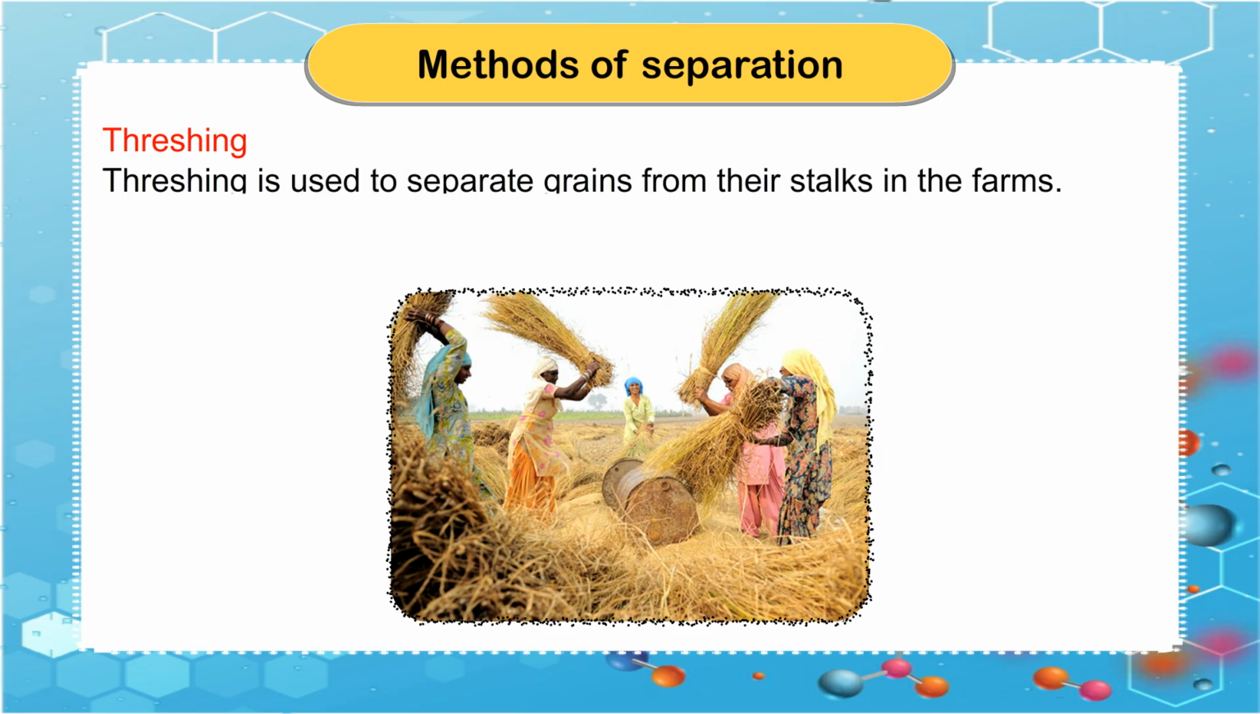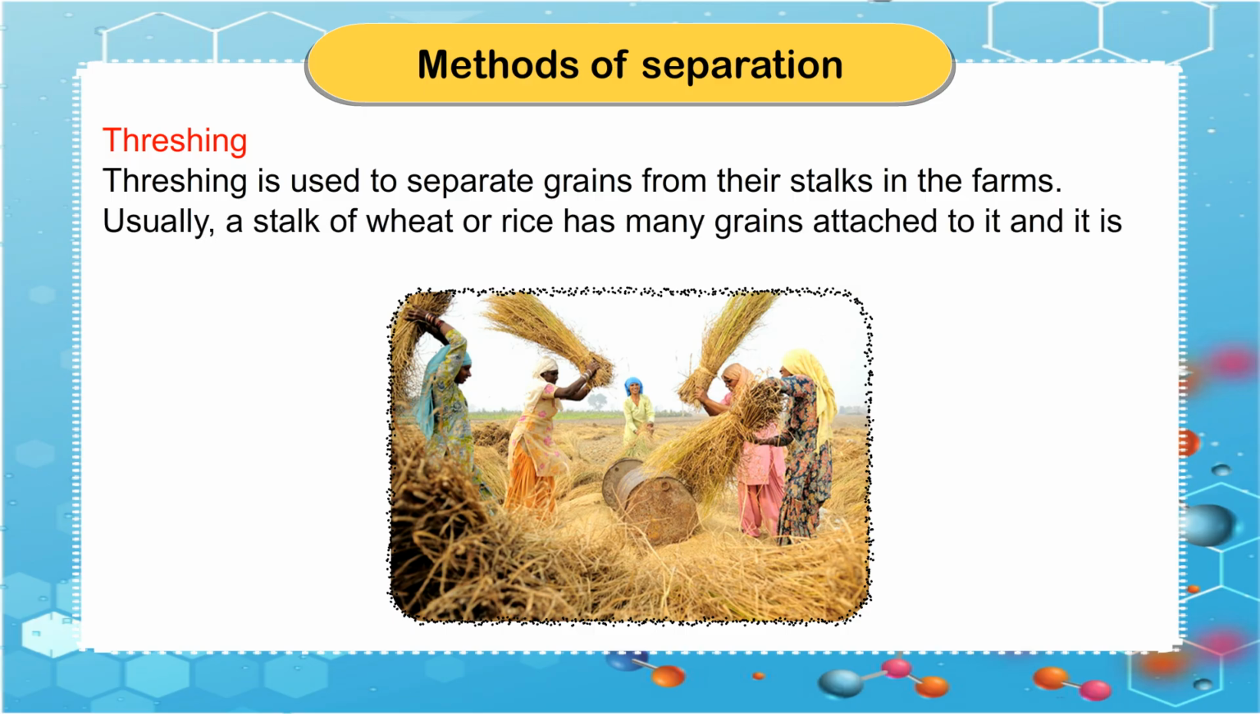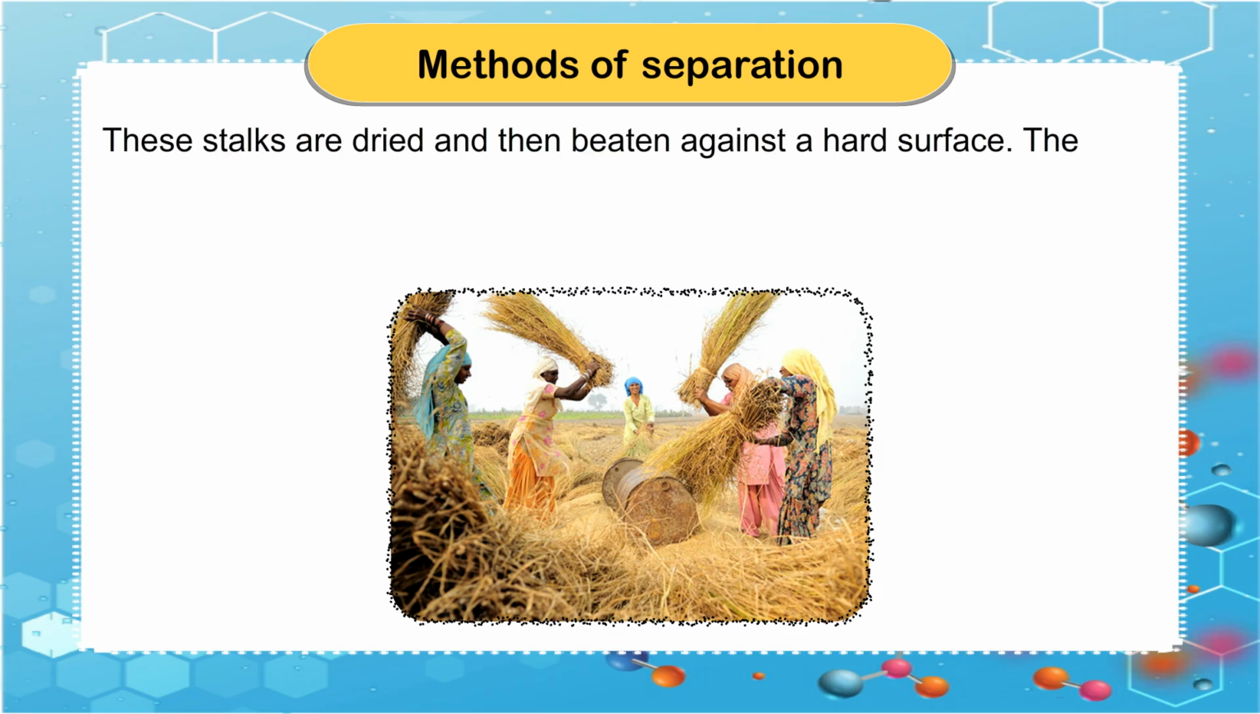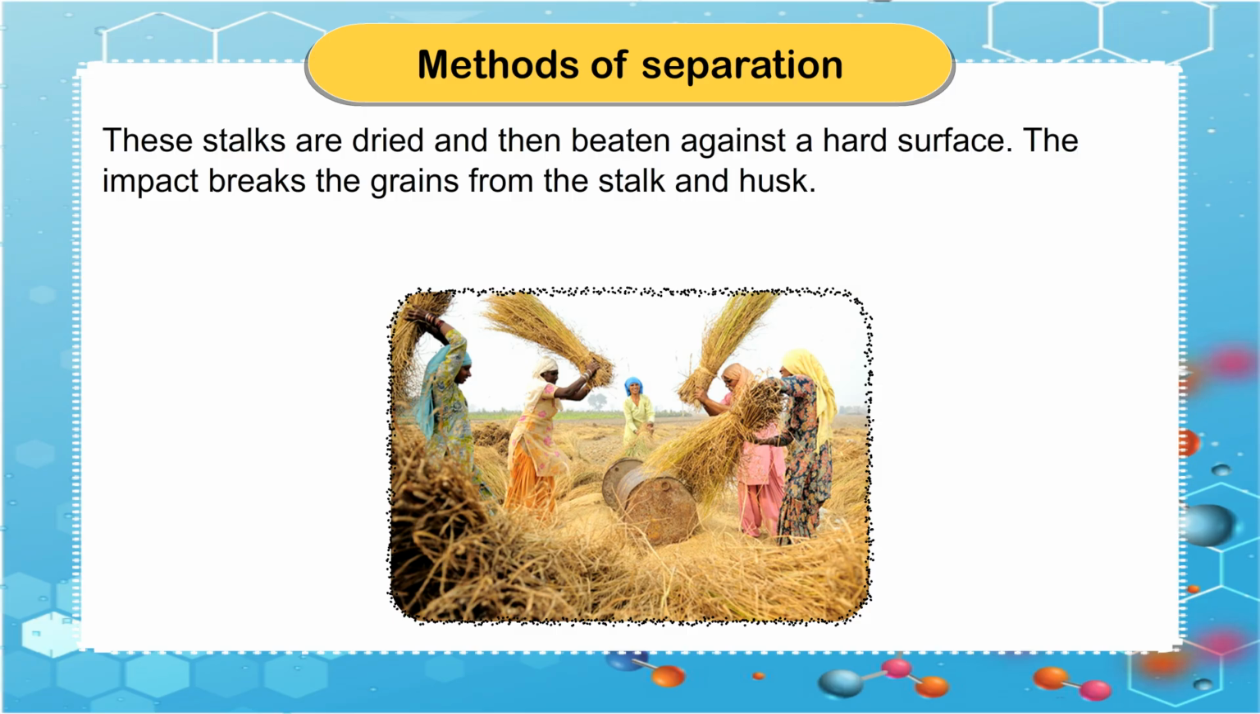Threshing. Threshing is used to separate grains from their stalks in the farms. Usually, a stalk of wheat or rice has many grains attached to it, and it is impossible to separate each grain by hand. These stalks are dried and then beaten against a hard surface. The impact breaks the grains from the stalk and husk.